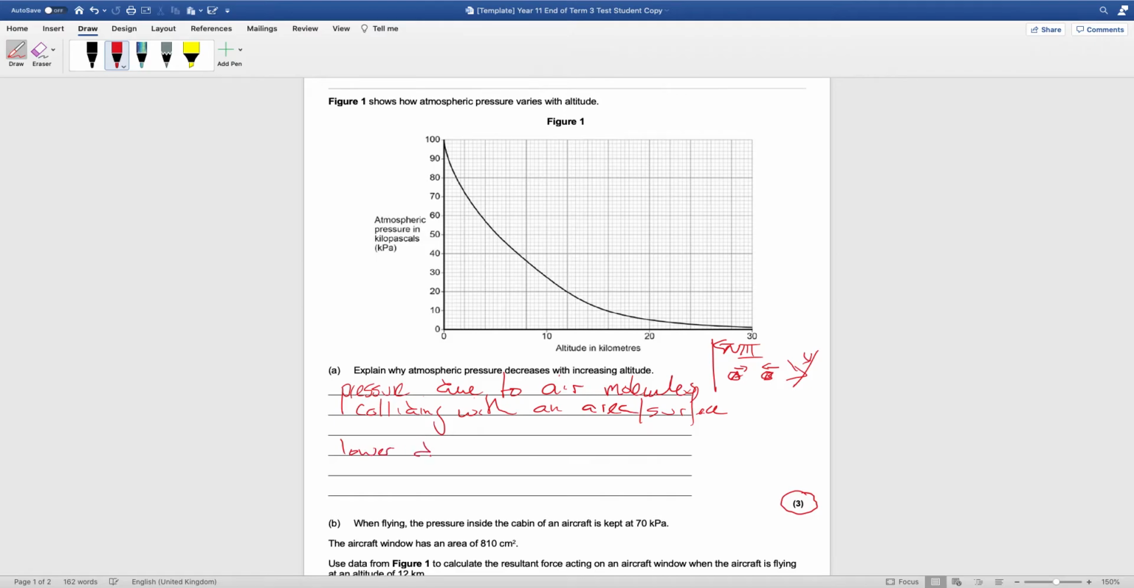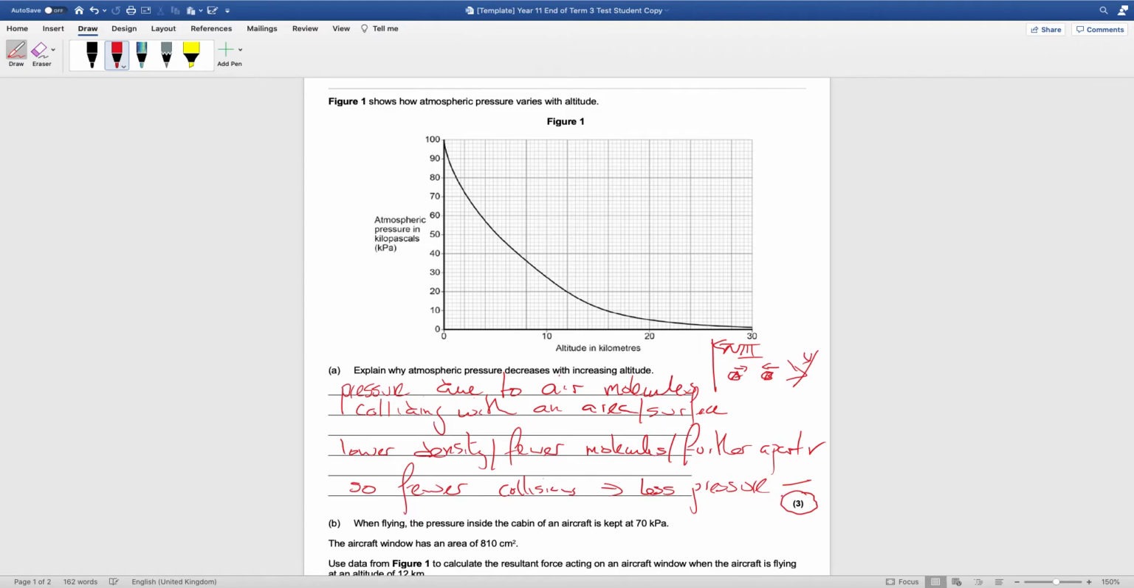At high altitude, you have a lower density of air, or fewer molecules, or they are further apart. So fewer collisions, less pressure, or lower pressure. So see how the answer is structured.